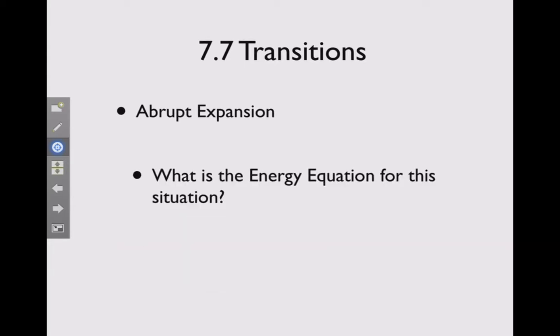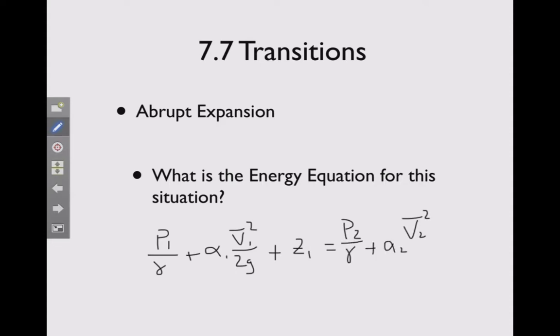And so, what is the energy equation in this situation? Well, we don't have a pump and we don't have a turbine, so it's just P1 over gamma plus alpha 1 V1 bar squared over 2g plus Z1 equals P2 over gamma plus alpha 2 V2 bar squared over 2g plus Z2. And we do, in fact, have the head loss in here. This is going to be important. That's what we're looking for.